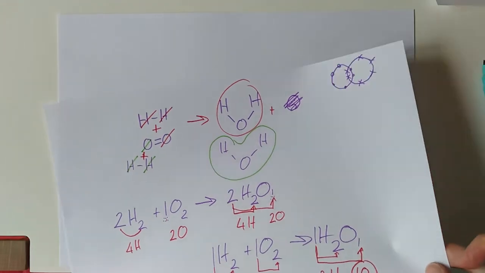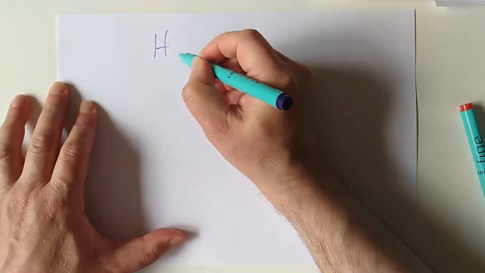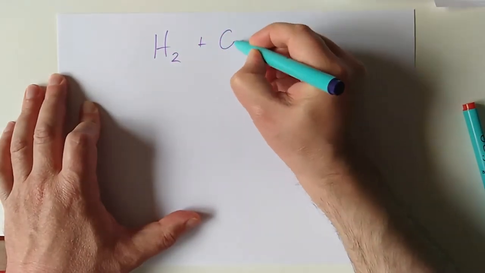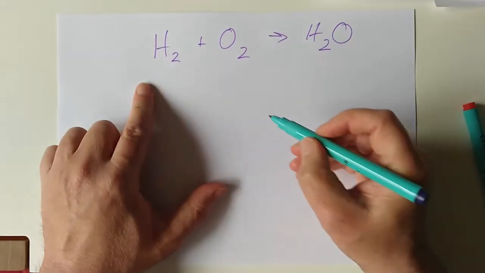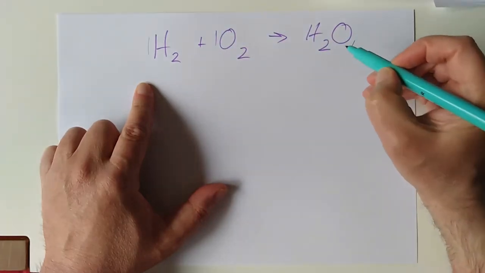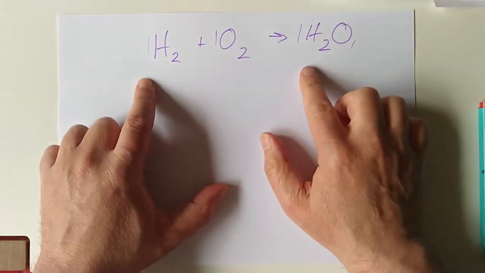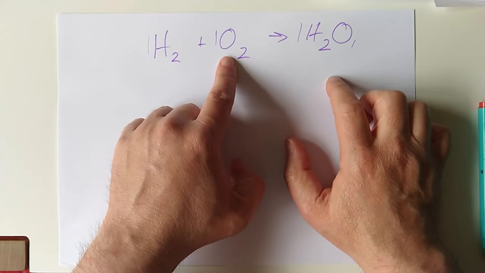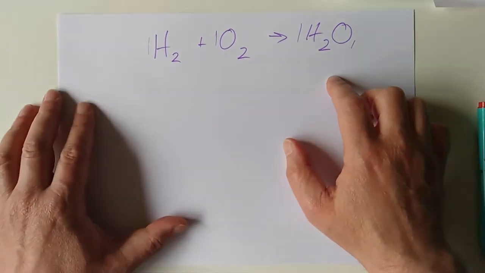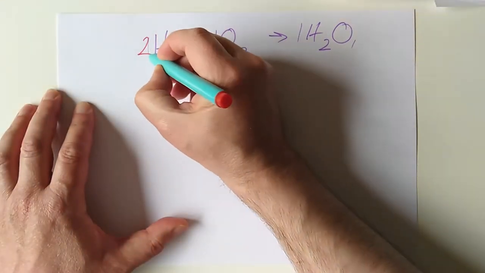Now, on the next sheet, I'm going to show you 2 different ways of balancing this equation. Hydrogen plus oxygen makes water. Ghost one. We don't have enough hydrogens to use up all the oxygens. That's the problem. So what we can do is we can put a 2 in here instead.